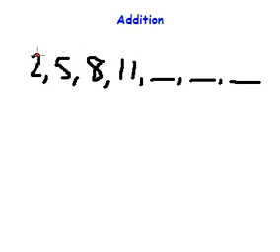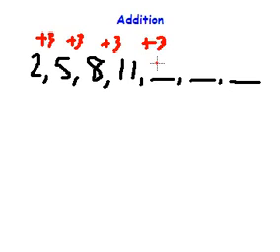Let's see what it is. If we start at 2, what do we have to add to get 5? That's right, we add 3. And if we start at 5, what do we add to get 8? Once again, 3. And if we start at 8, what do we have to add to get 11? Yes, also 3. So the pattern appears to be plus 3, or add 3.